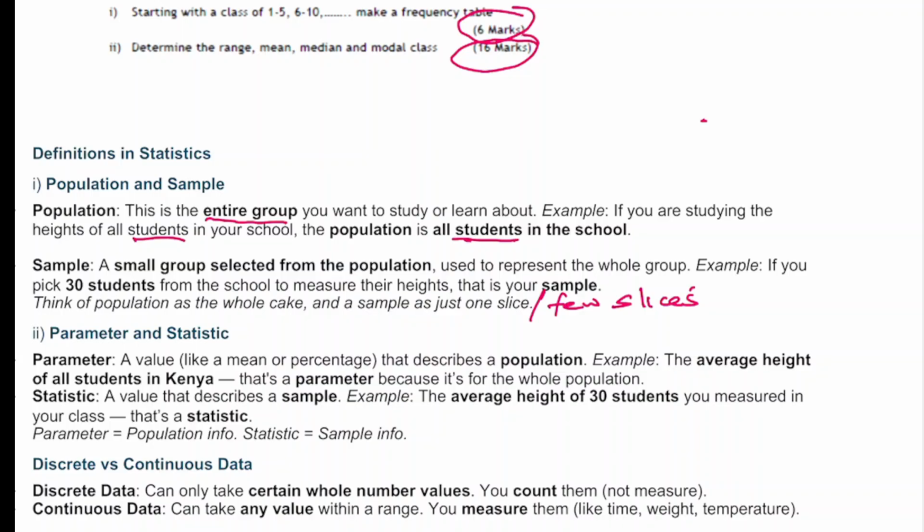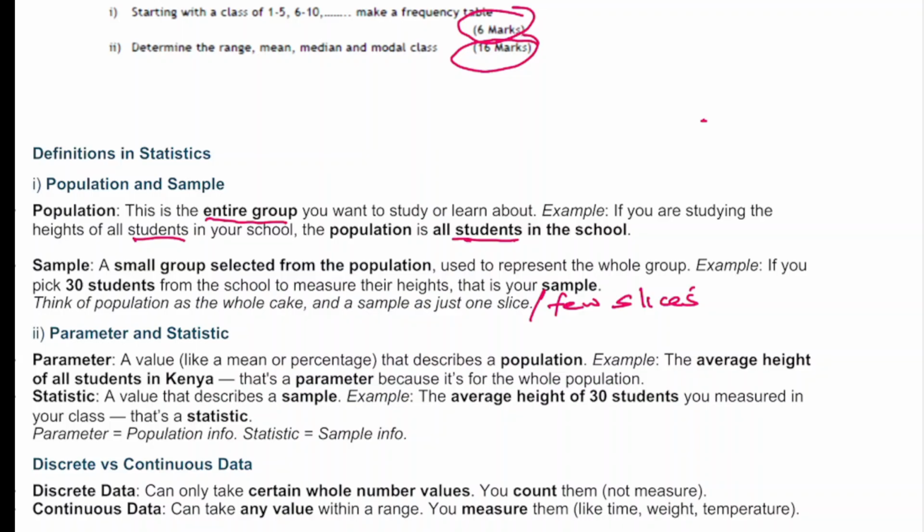So it's a sample, a small group out of the population, used to represent the whole group. Example, if you pick 30 students from the school to measure the heights, that's a sample.